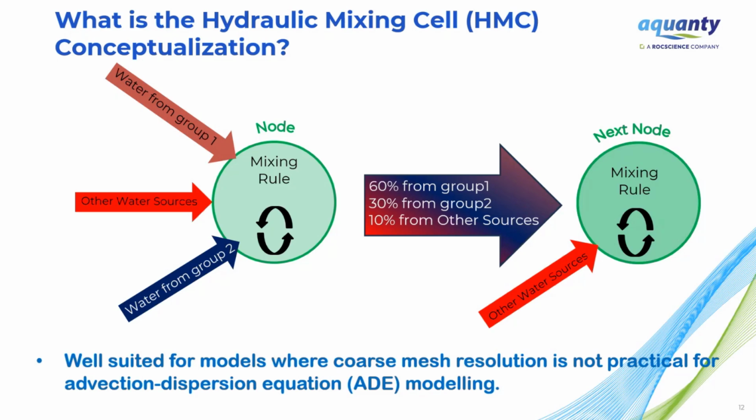So what the HMC does is it tracks those contributions to a node and calculates the contributions. So in this example, we might have 60% from one group, 30% from another that is tagged, but then you also have the rest of the water components tagged as well. And then that gets passed on to the next node, and so on throughout the model domain.